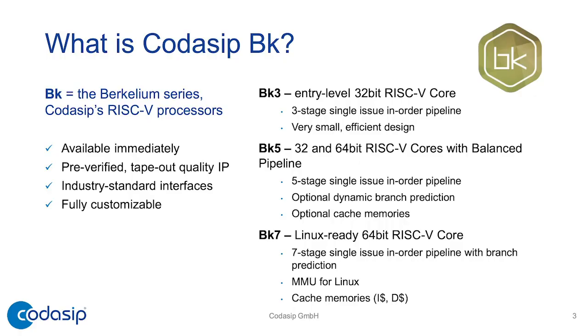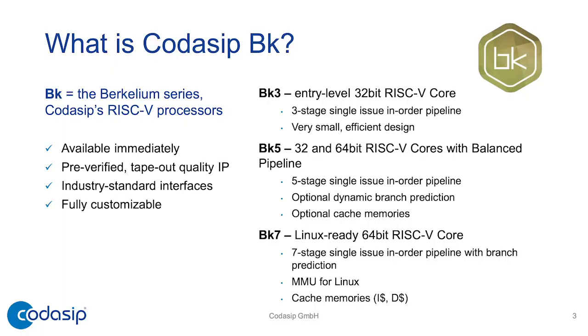Now, if you look into the BK family in more detail, all of them are ready, verified, tape-out quality. They have industry standard interfaces like AHB or AXI. And more importantly, all of them are fully customizable if you need customization. We have 3 basic starting points. We have the BK3, which is the entry-level 32-bit core, a 3-stage in-order, simple pipeline, very efficient in terms of power and PPA in general.